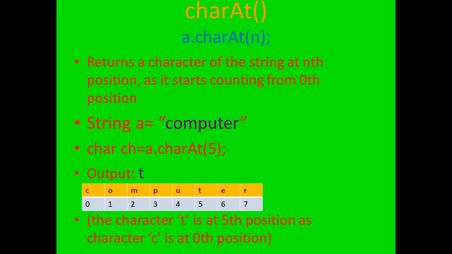That means the index starts from 0, I told you. Because of that, in the fifth position, you will get the character t. If you are giving the number as 3, you will get the character p. If you are giving the number as 7, you will get the character r. Like that, whichever position you give, it will extract the character from that position. Okay, understood? And just take care about the function name because Java is case sensitive.